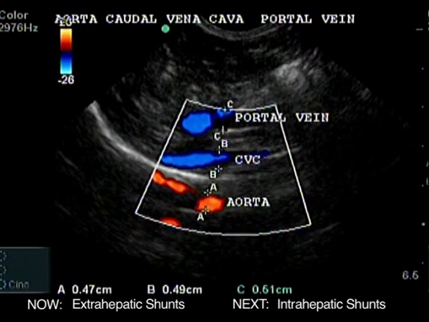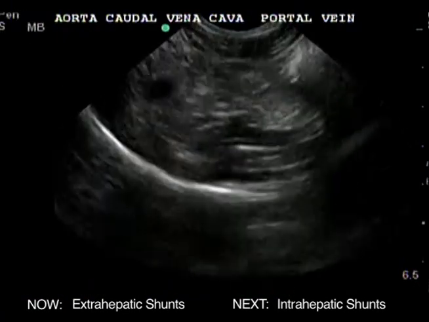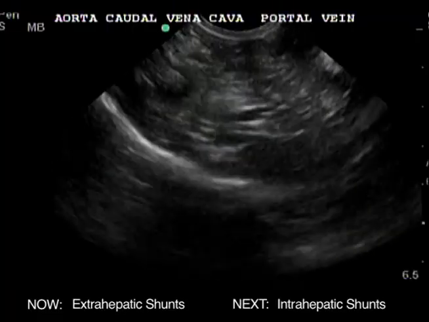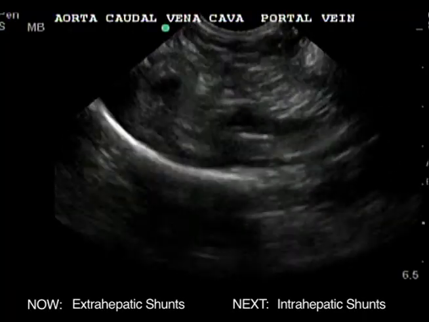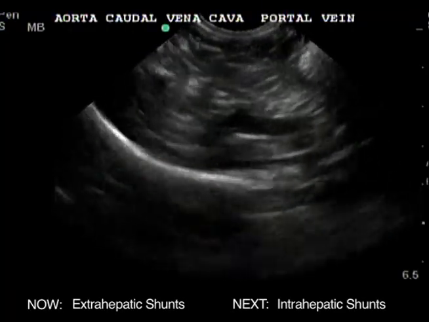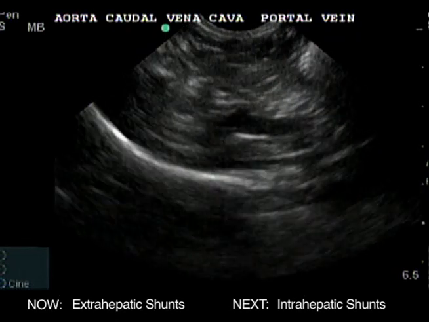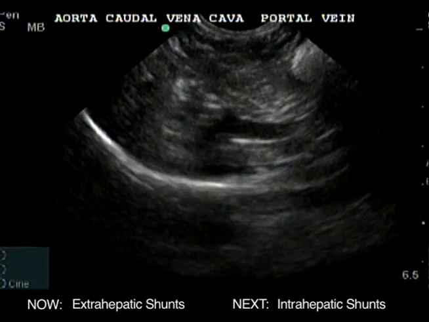The caudal vena cava at the porta hepatis in a shunt patient is often much larger than the aortic diameter. Follow the caudal vena cava caudally, with or without color flow Doppler, to see where the shunt enters the caudal vena cava. Measure the width of the shunt for possible surgical intervention.